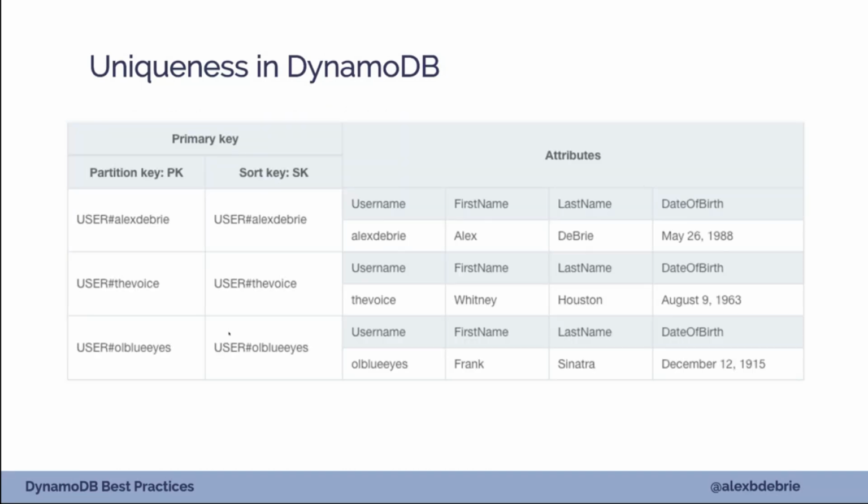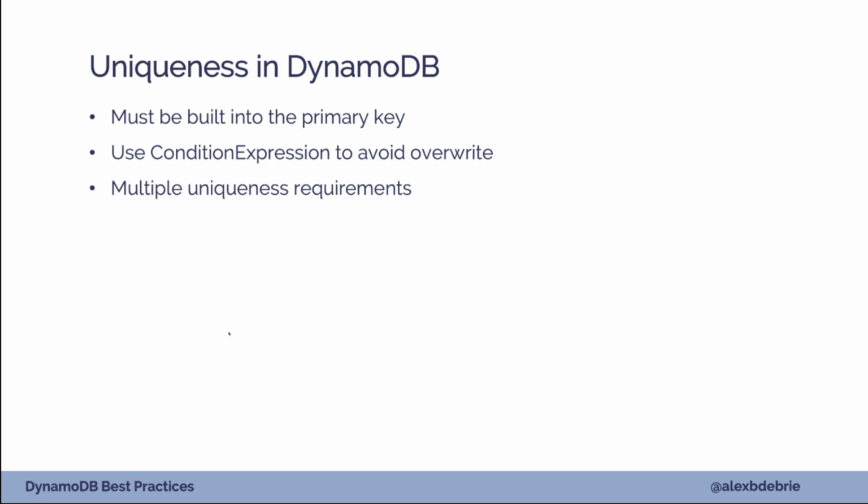So let's just look at an example here. Imagine we have some users in our application, and we want to make sure a username is unique across our entire space. So if someone signs up, we want to make sure they have a unique username. As you can see, we've built that username directly into that primary key. So in both the PK and the SK, we have the same pattern: user hash Alex DeBrie, user hash Alex DeBrie. And now when I'm writing, if someone tries to sign up with Alex DeBrie, I'm going to use that condition expression to make sure an item doesn't exist with that particular property.